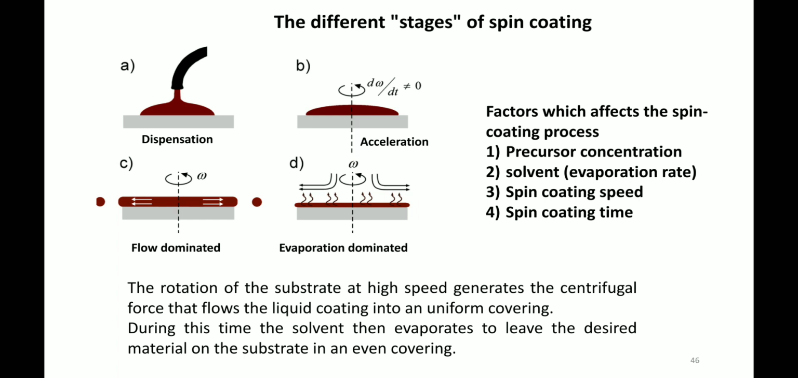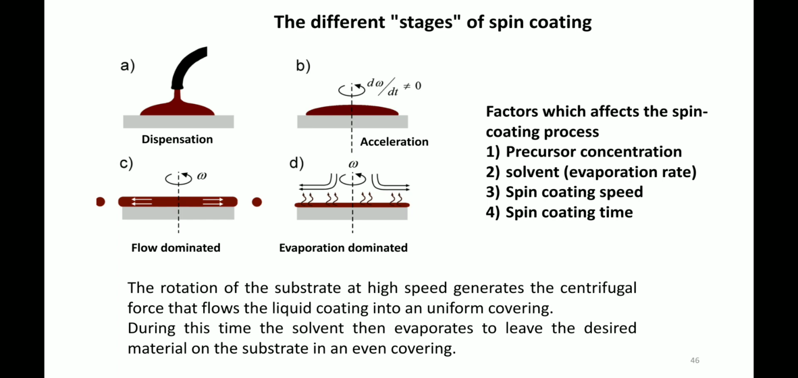Second is the solvent, which type of solvent you are using, whether water or some methanol, or liquids like that. I have some examples of different types of solvent that I will show you in my next slide. Third, as I said, is the spin coating speed, and fourth is the spin coating time. These are the parameters which you can control during the deposition of the thin film.